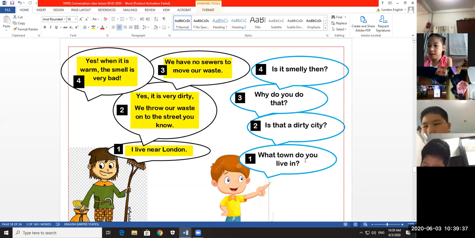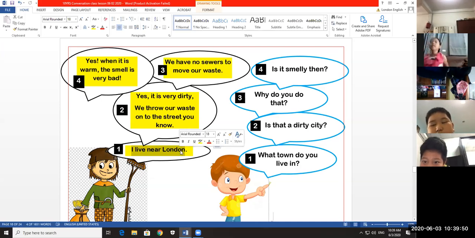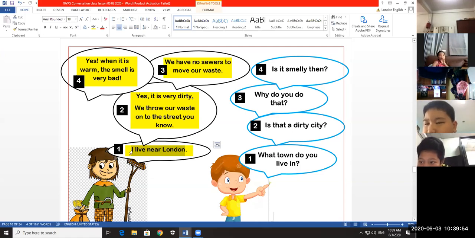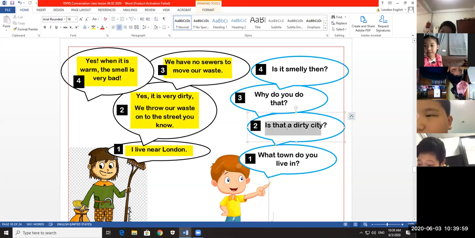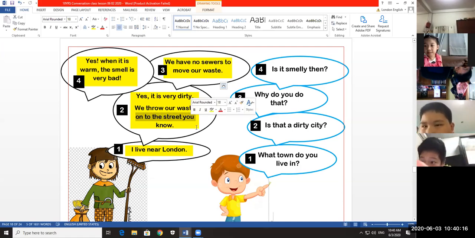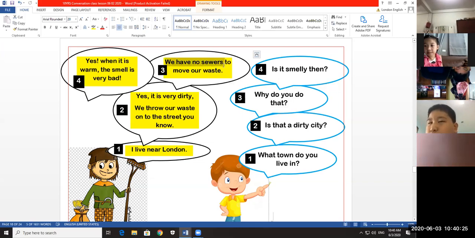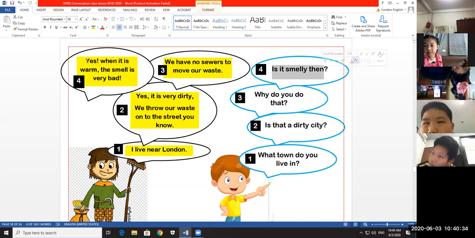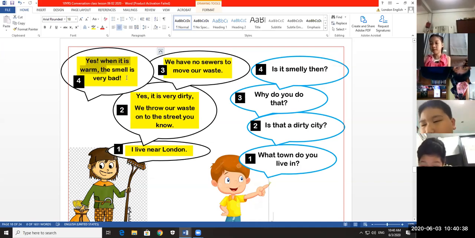Tiger: What town do you live in? Calcla: I live near London. Tiger: Is that a dirty city? Calcla: Yes, it is dirty. We throw our waste onto the street. Tiger: Why do you do that? Calcla: We have no river to move our waste. Okay, well done.